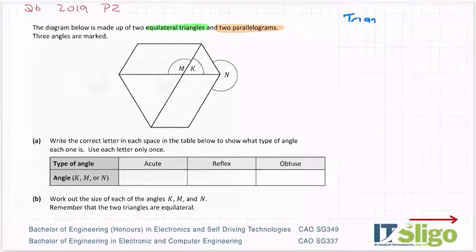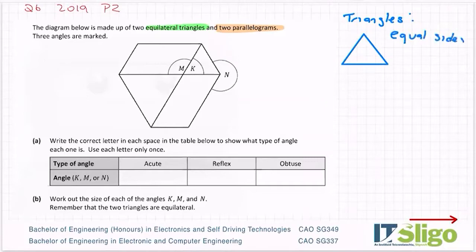Just a refresher on triangles. So if you remember, you have an equilateral triangle, and now mine isn't going to look equilateral, but I'll do my best. So equal sides, equal angles. Okay, so that's equilateral triangles.